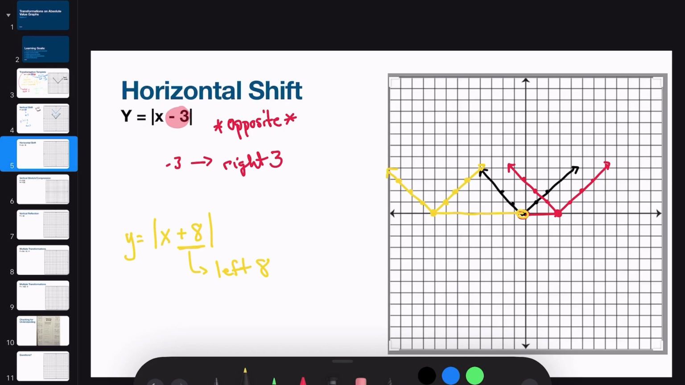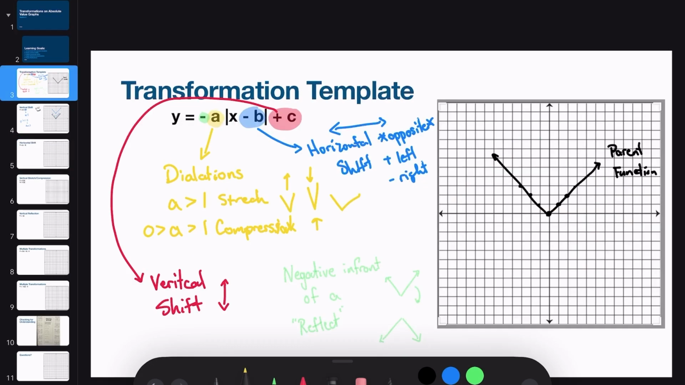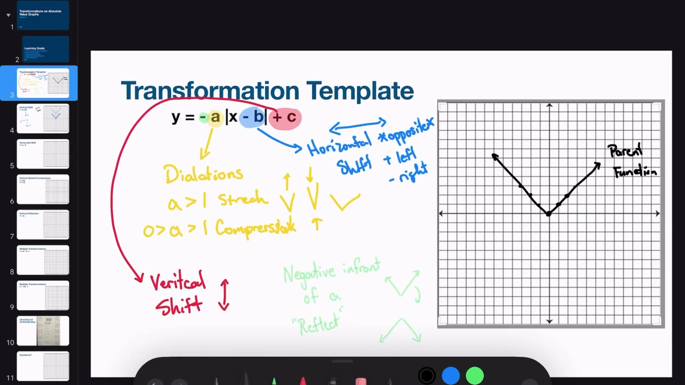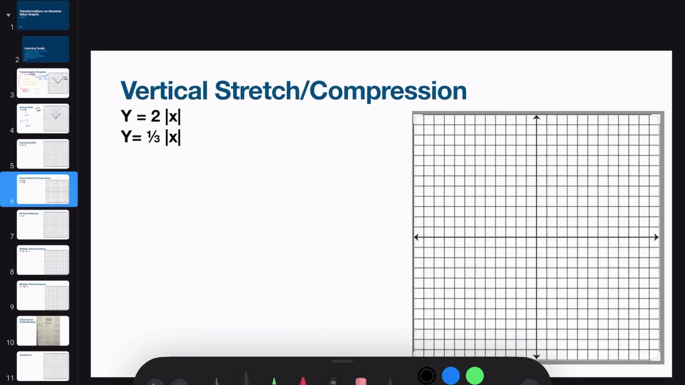So now we've got our verticals down, we've got our horizontals down. We've got this one checked off, we've got this one checked off. Now let's talk about our dilations, our stretches or compressions. This is when that value is in front of your absolute value.